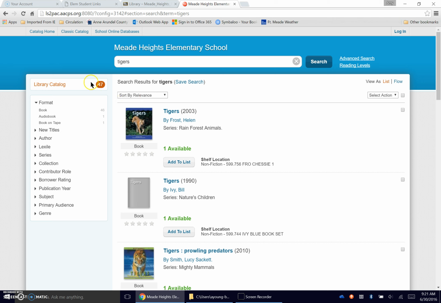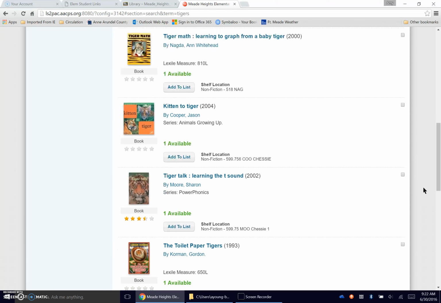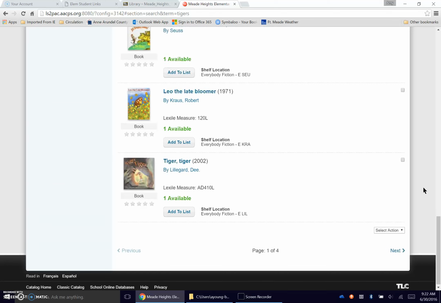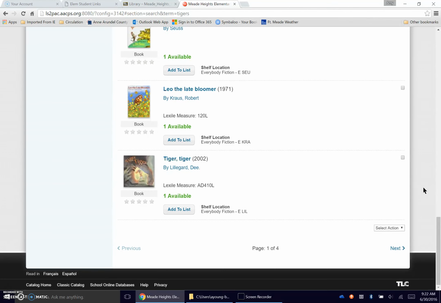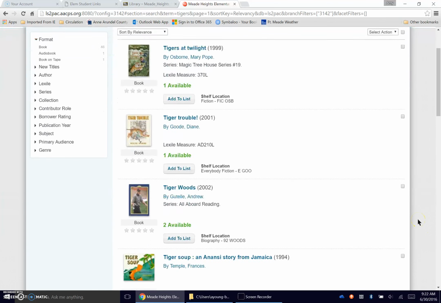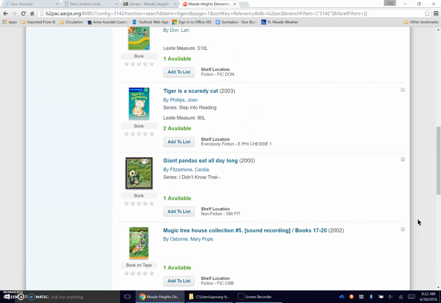And you can see, according to the catalog, there are 47 books in our library that have something to do with tigers. Either tiger is in the title, or if we go down and look, we might see stories about tigers and not just non-fiction books about tigers. We have 4 pages of results to look at. Oh, see, here's a book about Tiger Woods. Lots of different books about tigers.